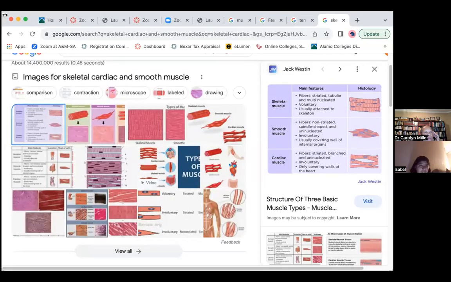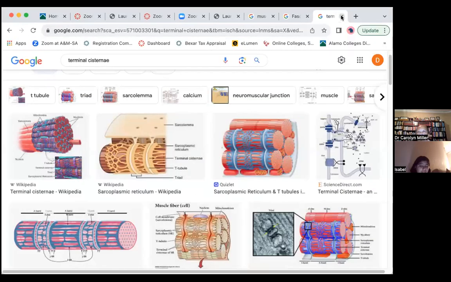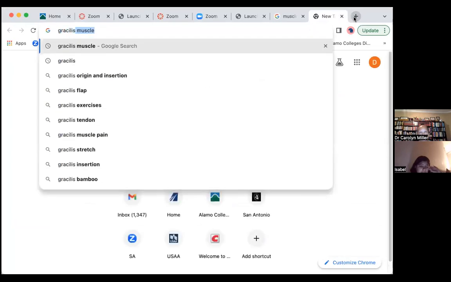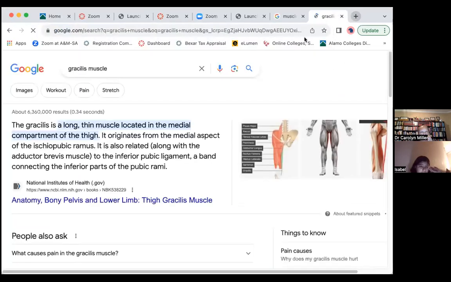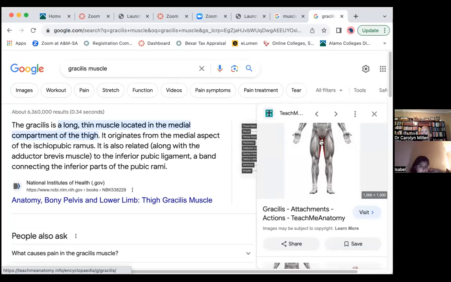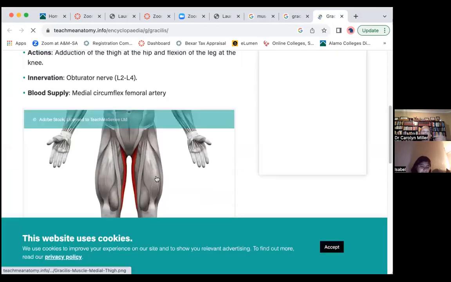Okay, for gracilis, I like this one, so I would use this one. Remember, the adductors are also on the inner thigh, but on the very inner thigh is the gracilis. And I think when I double clicked it, it took it away. Oh no. So I would say name the muscle in red.